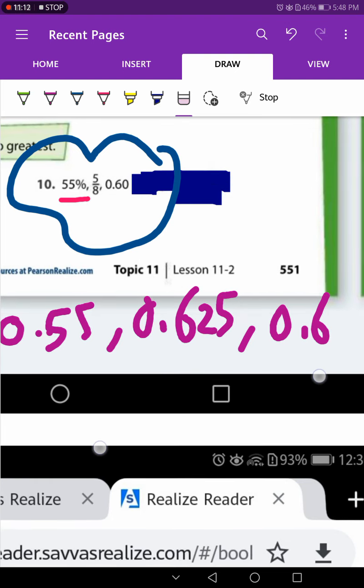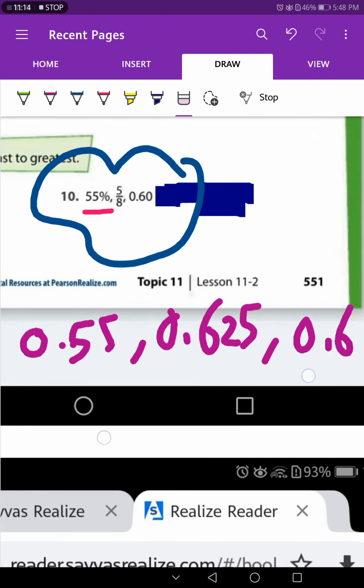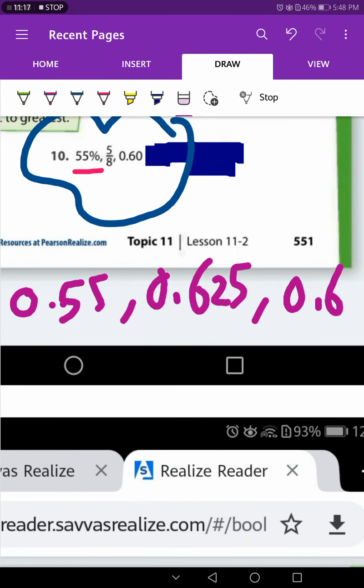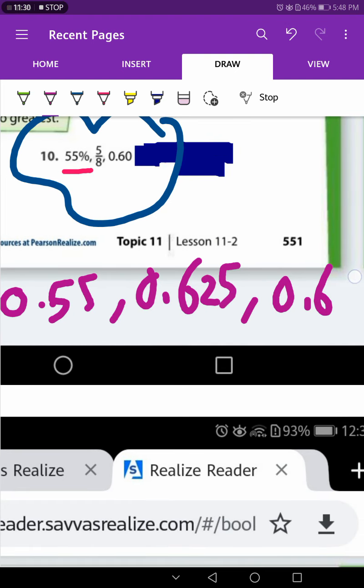Now, how can I compare between them? Which one is the least one, Yaman? The least one is 0.55. Yes. Why don't you take 0.6? Because it's 0.60, but we take the 0. So here we already have 60 hundredths, but here 55 hundredths. That's why we take the 0. So which is the least one? 0.55, and then 0.60.